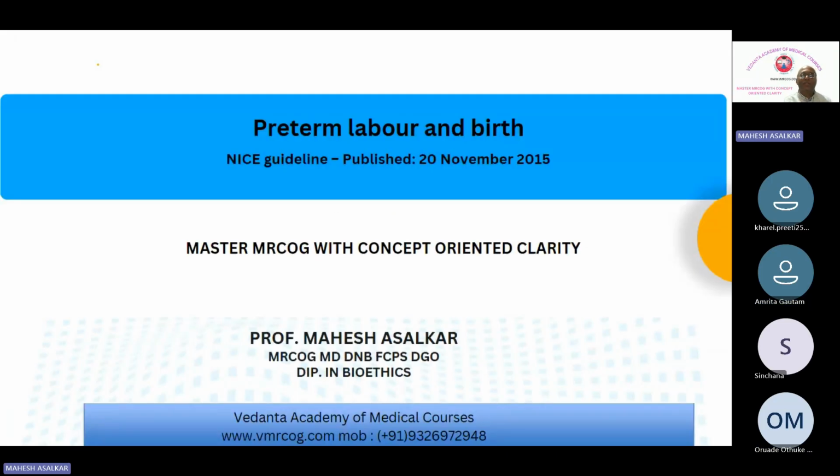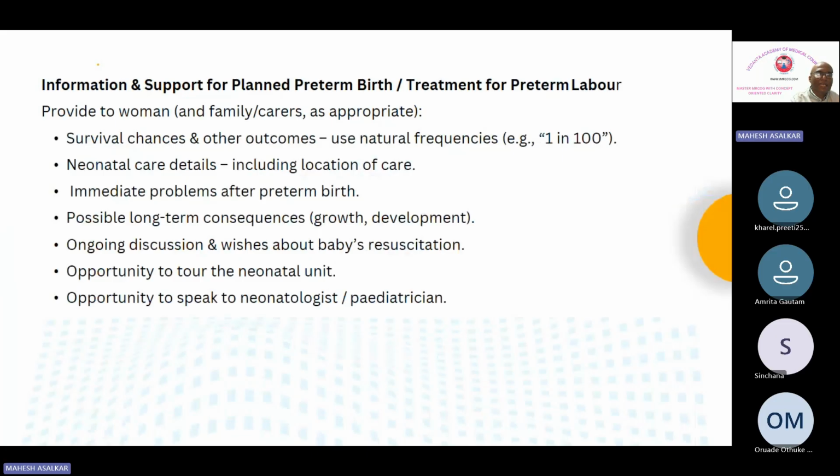The next is we start with our next guideline, that is preterm labor and birth. It is a nice guideline published in November 2015. This is a short guideline.